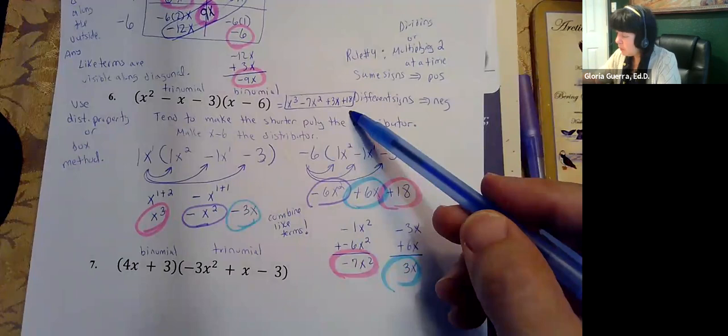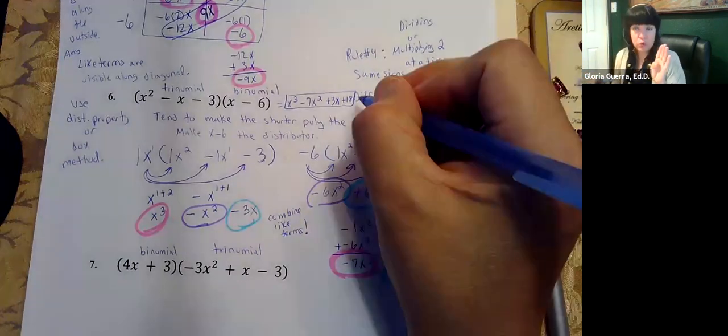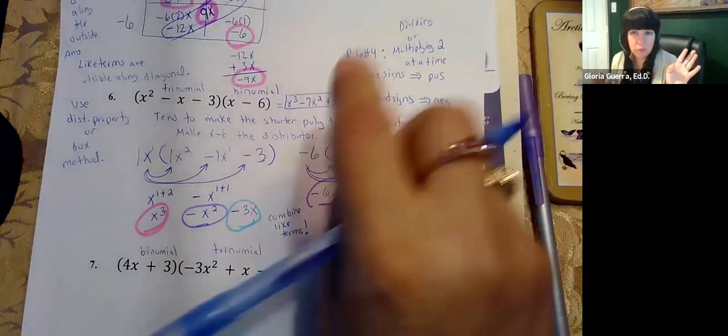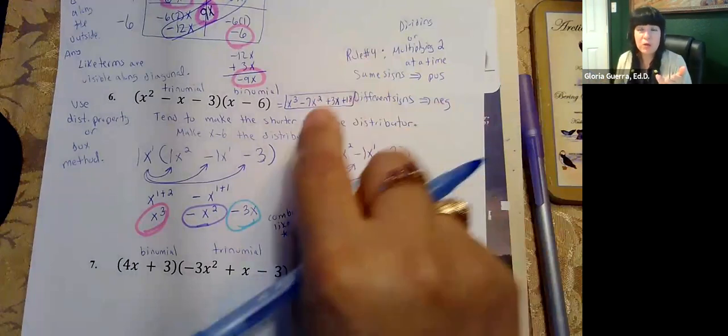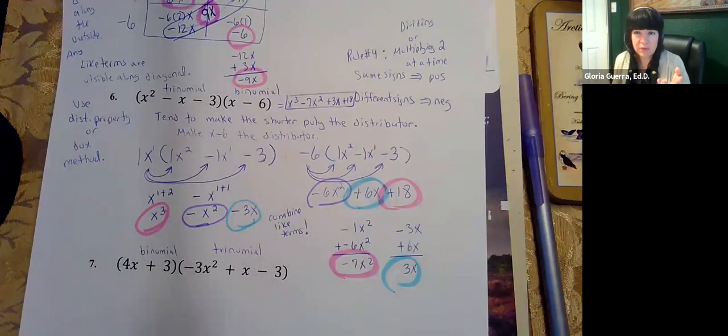1, 2, 3, 4. That has 4 terms. That's a polynomial, 4 terms. They didn't call it a quad for 4. They didn't give it a Latin prefix. They just call it a polynomial. All right, so that's distributive property if you like that.